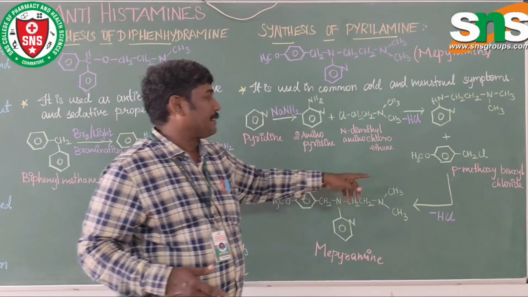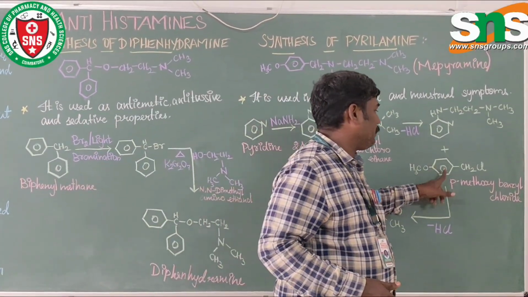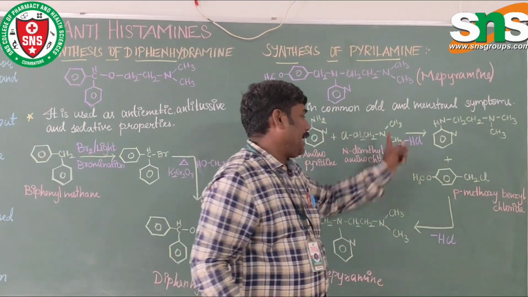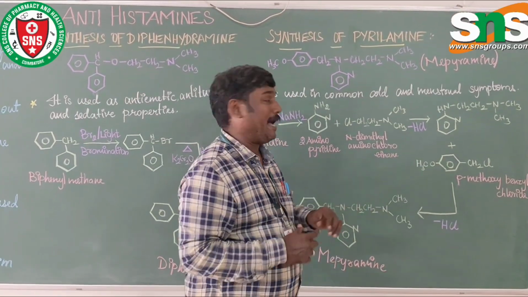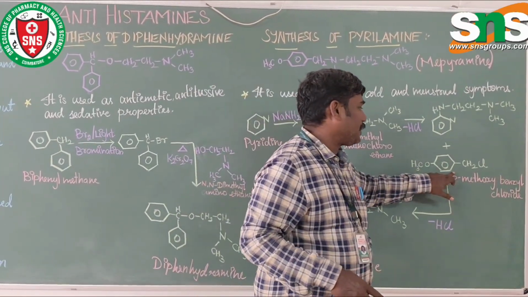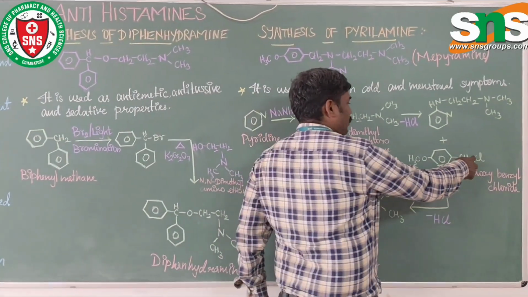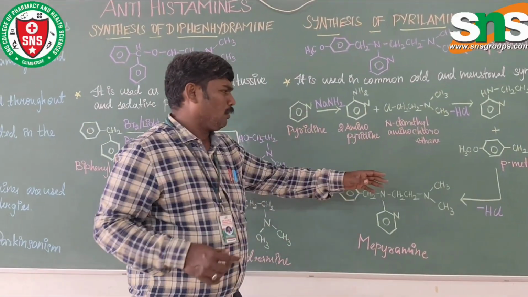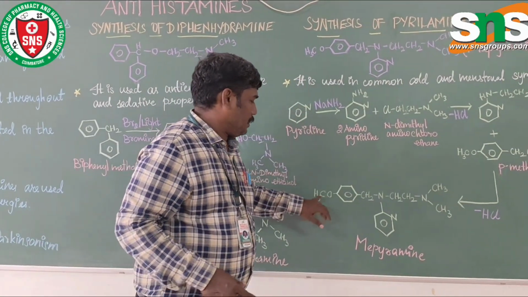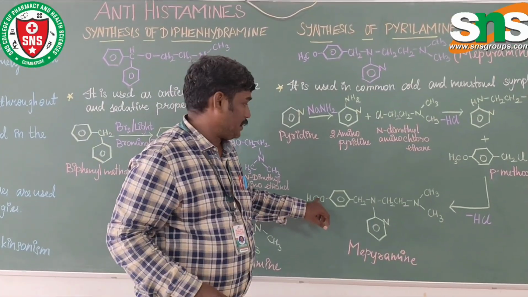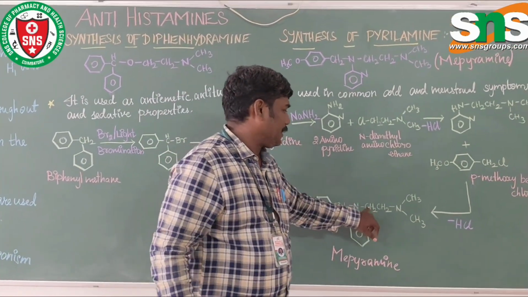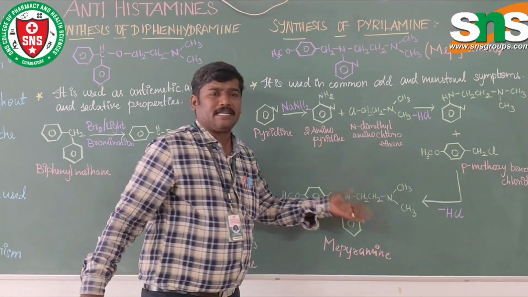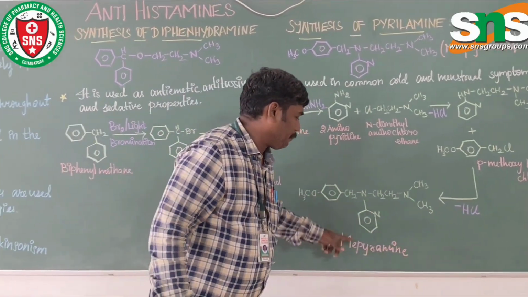The next step is that we are treating with para-methoxybenzyl chloride. C6H5CH2Cl is benzyl chloride, and to that we are adding the methoxy group in the para position. That is known as para-methoxybenzyl chloride. Here one chlorine will take one hydrogen, eliminated as hydrogen chloride. Our product will be formed: C6H4 with an OCH3 group at the fourth position, then CH2, N, CH2CH2NCH3CH3, with the pyridine attached to the nitrogen.